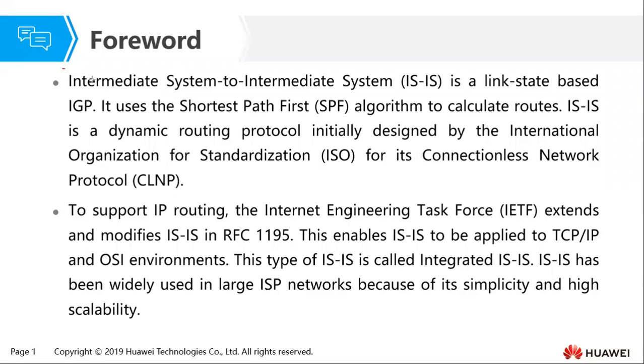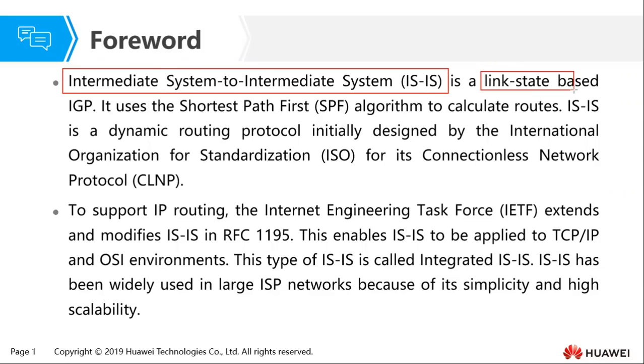So IS-IS stands for intermediate system to intermediate system. The system you're talking about here is just the router, so like router to router. So it's a link state based interior gateway protocol, and it uses the SPF algorithm to calculate routes. IS-IS is a dynamic routing protocol, meaning that the routes are learned automatically.